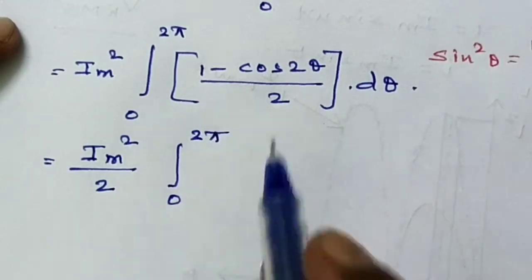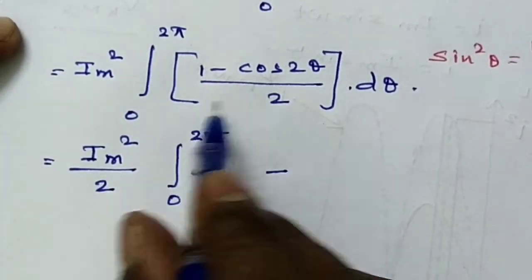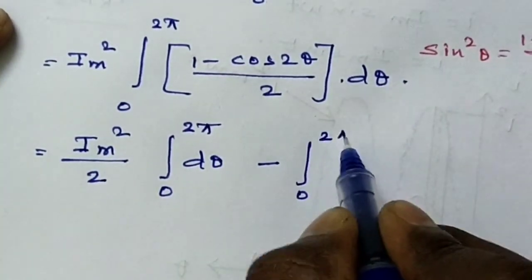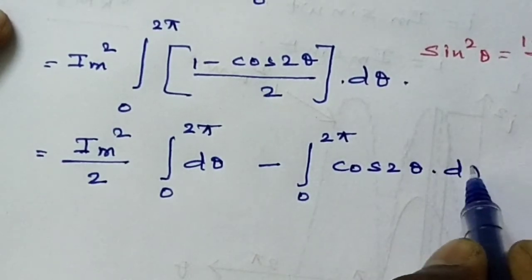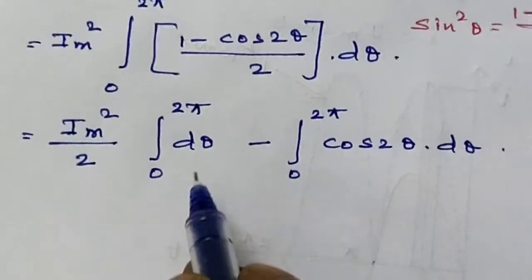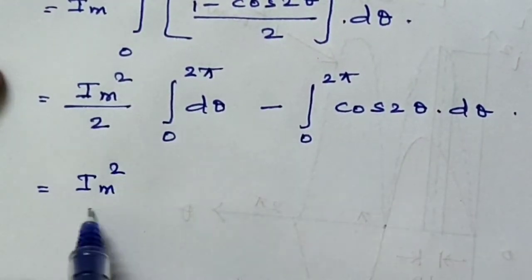multiplying the 1, that is d theta, minus the cos 2 theta d theta, with both integrals from 0 to 2 pi. Now using the formula, the integral of d theta is theta. So Im squared divided by 2.